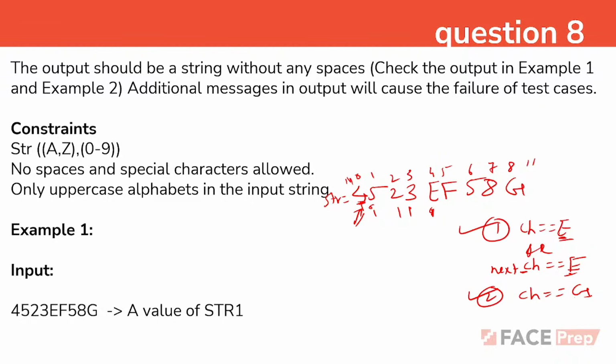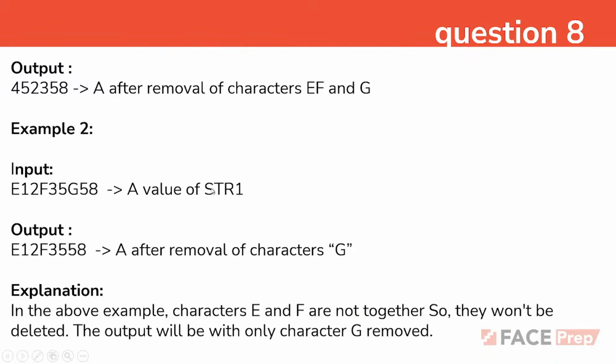E is there, so E is matching. Check the next character also, which is F. Yes, both are matching, so just remove it. Again 5 no, 6, 8 no. G, yes, it's matching, so remove it. So what is the output over here? 45, 23, 58 is the output. If we check the expected output also, we're getting the same output, right?